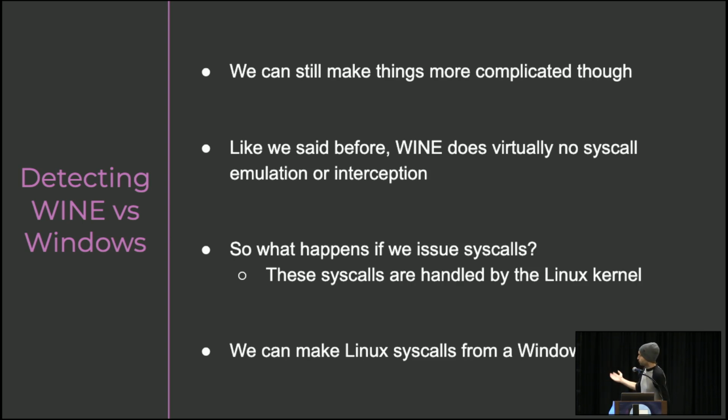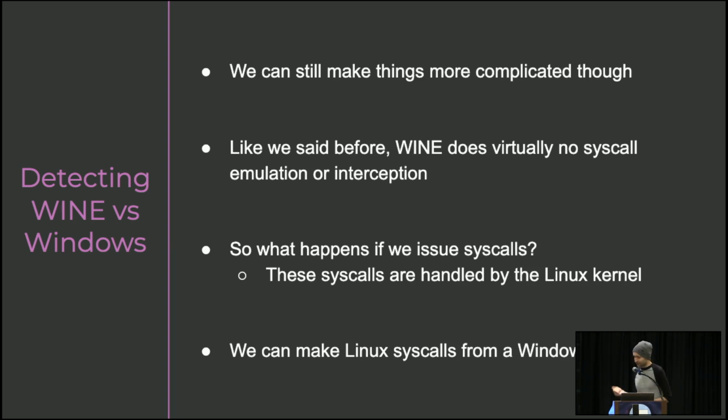But we can make this more complicated. Let's talk some more about syscalls. Like we've said before, Wine does virtually no syscall emulation or interception. There's one real exception, and if we ignore that, what happens if we do issue syscalls? Well, these syscalls, instead of going to the Windows kernel like they would be expected to, they go to the Linux kernel. What that means is we can make Linux syscalls from a Windows process.